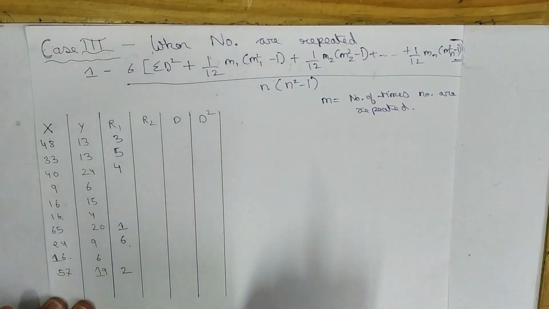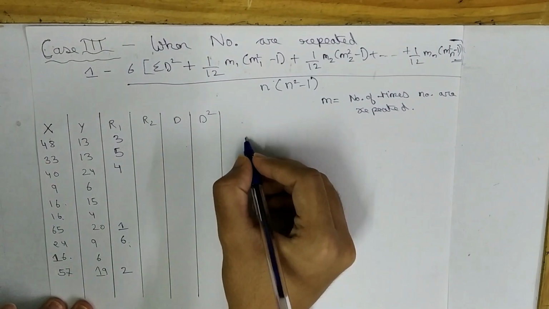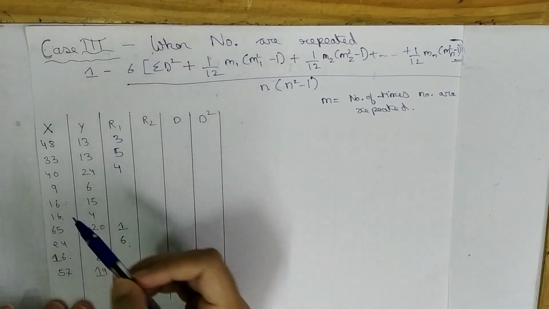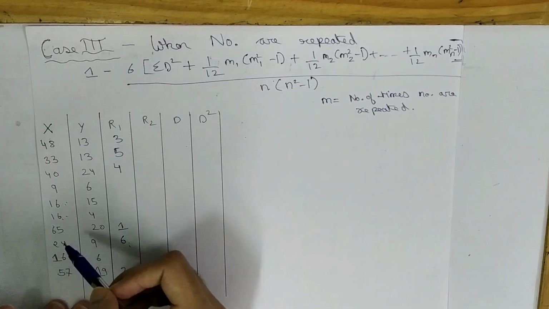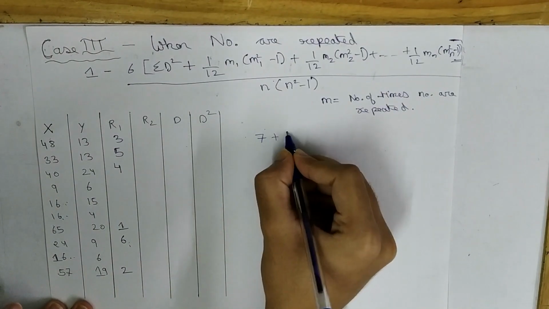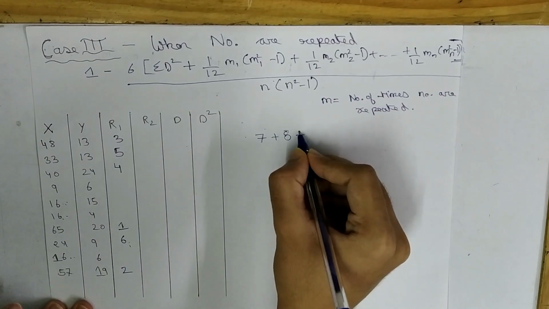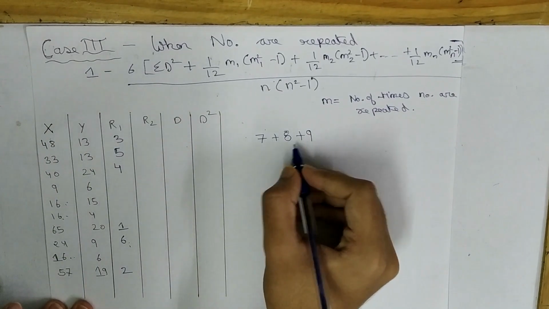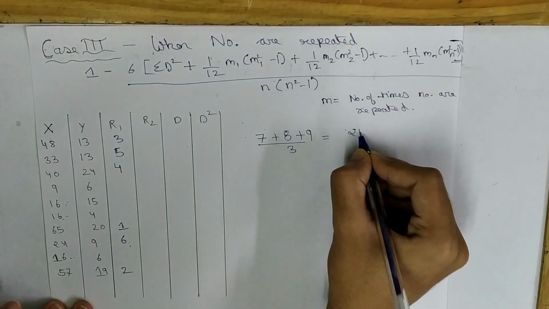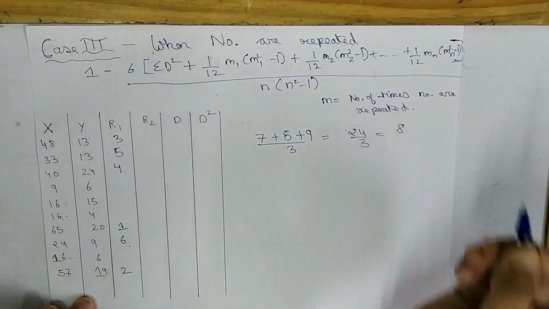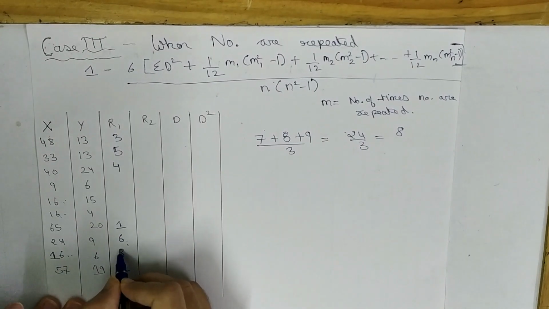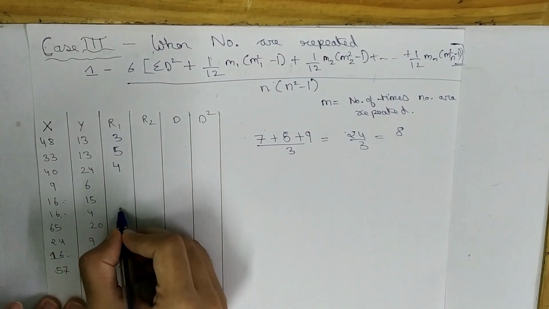So now you are thinking that after 6th rank, among these three 16s, which should be 7th ranked, which should be 8th ranked and which should be 9th ranked. So for this we add 7th plus 8th plus 9th, and these are 3 numbers, so this will be divided by 3. This will be 24 upon 3. This will be 8. So after 6th rank we allot number 8 to all the 16s.